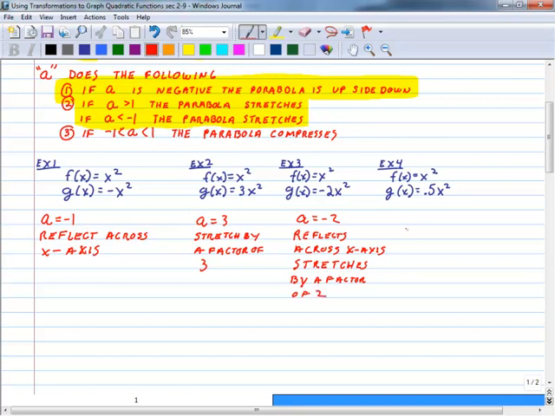This last one here, a is 0.5, and in this case it compresses compared to the f of x. It actually gets flatter by a factor of a half.